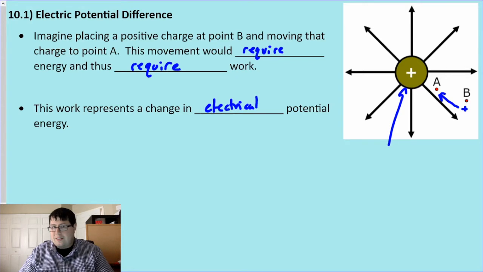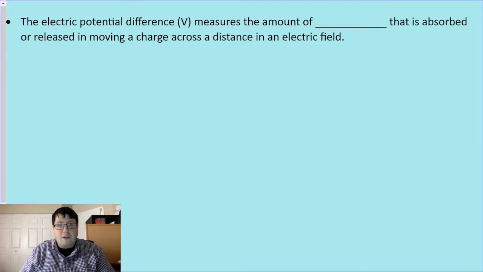But energy is a little messy to deal with, and so physicists have come up with a different way of talking about potential energy, and that's with electrical potential. So a formal definition of electrical potential says that electric potential difference, which is V, measures the amount of energy that is absorbed or released in moving a charge across a difference in an electric field.